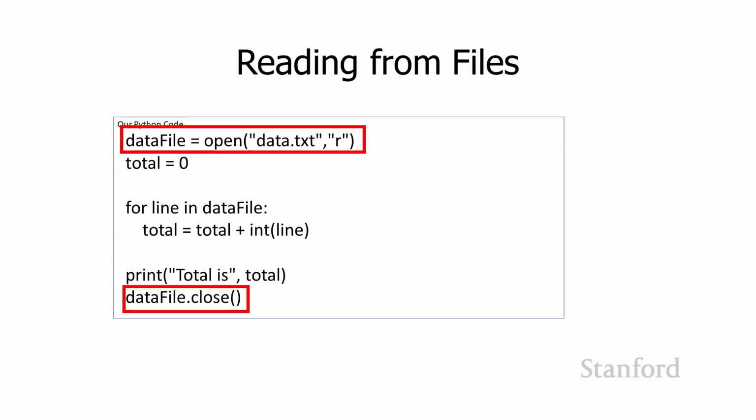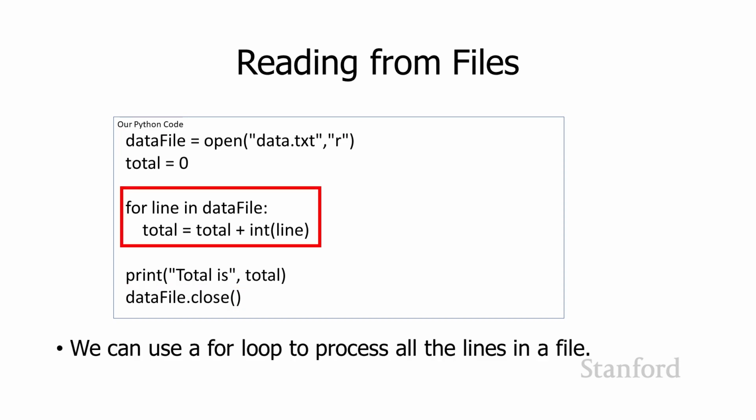So you can see up at the top, I start off by opening up the file. In this case, I open up the file named data.txt, and I'm opening it to read from the file. I am not going to write to the file. And then at the bottom, I go ahead and close the file. Now, this middle section here looks pretty similar to what we saw in the previous lecture, where we looped through all the items in a list and added them all together. And we're actually going to take a look at a direct comparison in just a second.